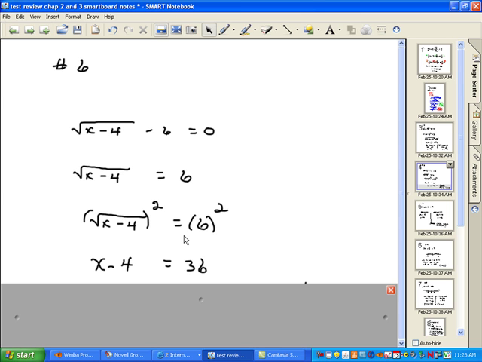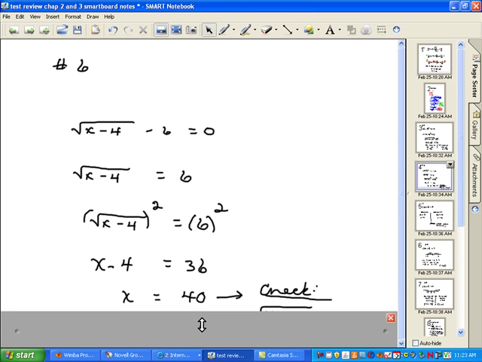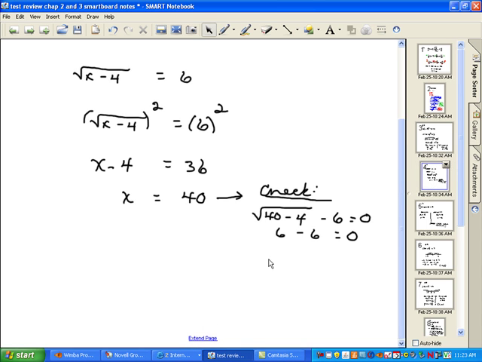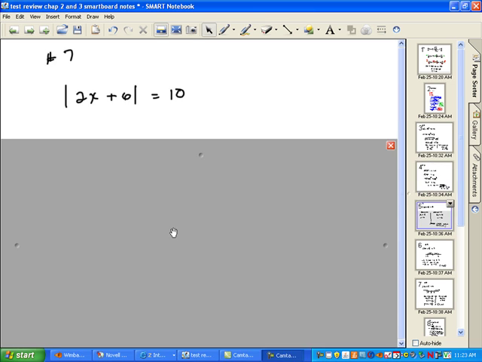You bring the 4 to the other side and you end up with 40. So x is going to equal 40. And you would want to make sure that you checked everything. So we would put 40 back up in our original equation. Here's our check. And we would check it, and we know that the square root of 36 is 6, and 6 minus 6 is indeed 0, so the 40 actually works. But make sure you check them.